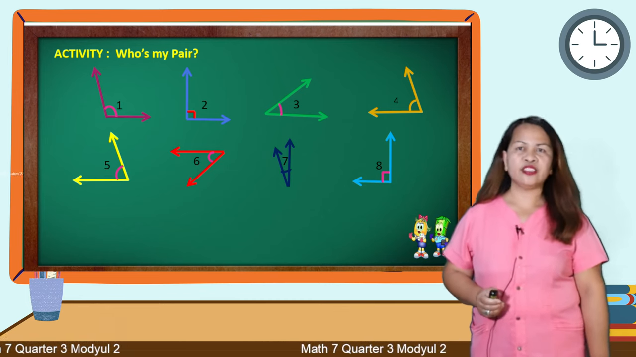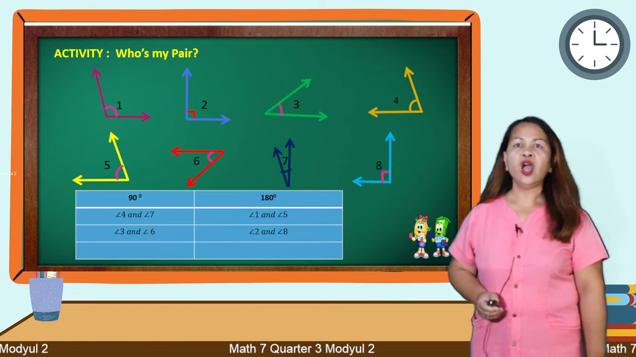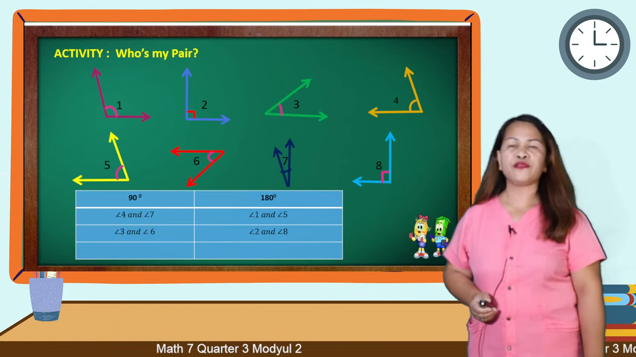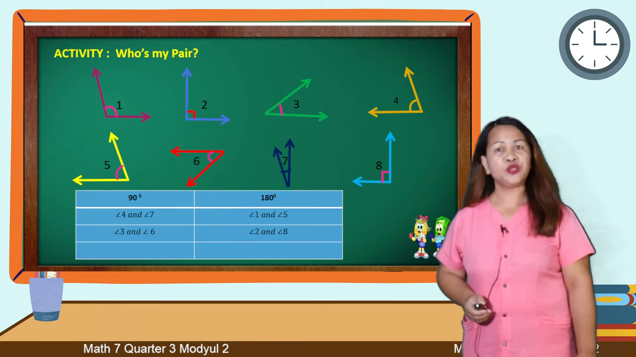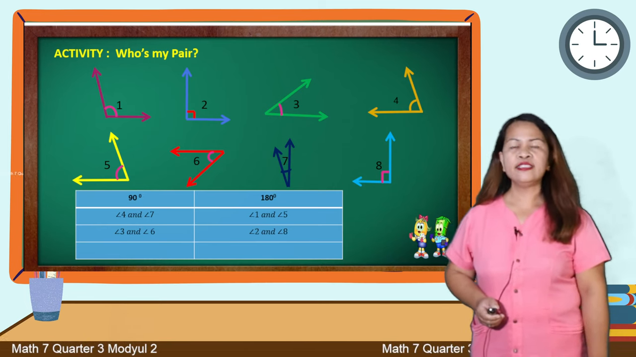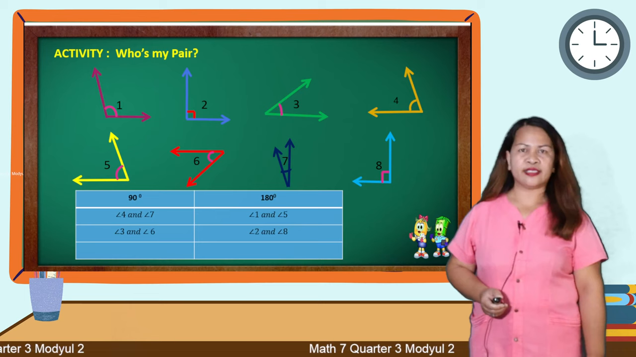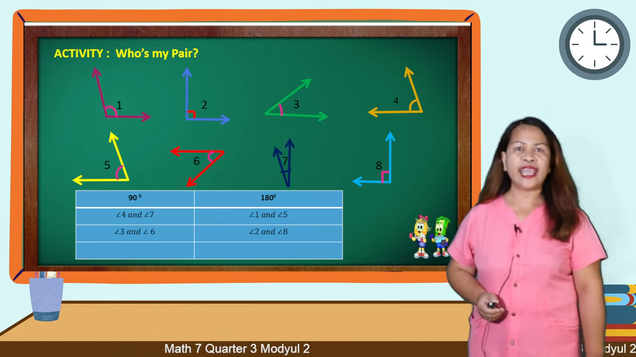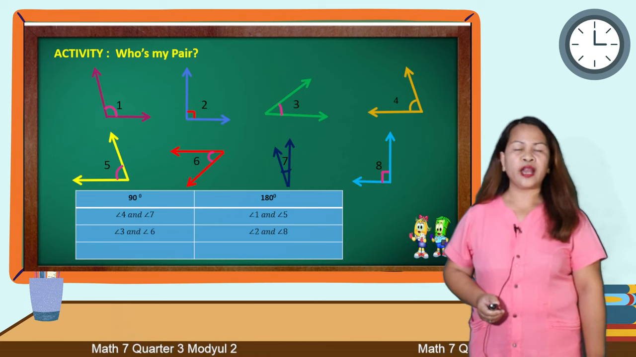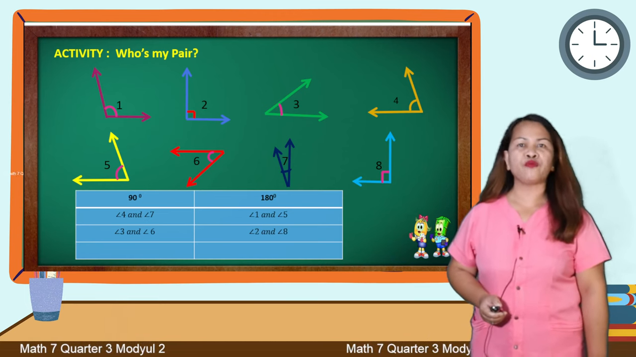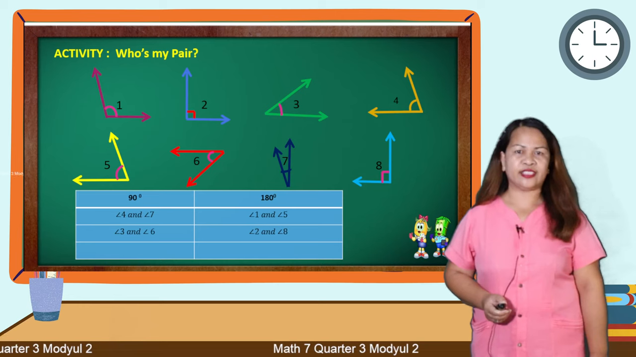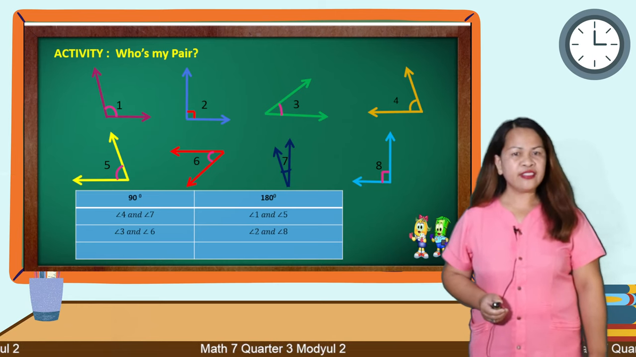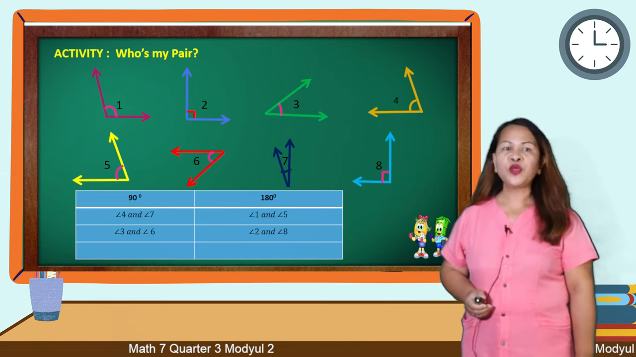Okay, let's answer then. For 90 degrees, we have angle 4 combined with angle 7, angle 3 combined with angle 6. For 180 degrees, we have angle 1 and angle 5. For another 180 degrees, we have angle 2 and angle 8. Are your answers the same as mine? Great!